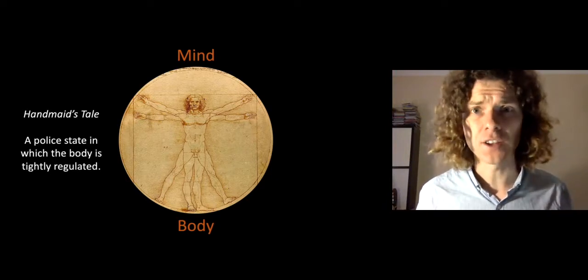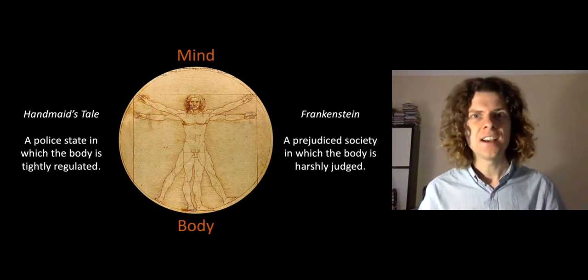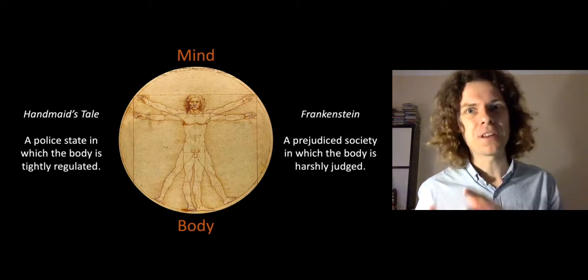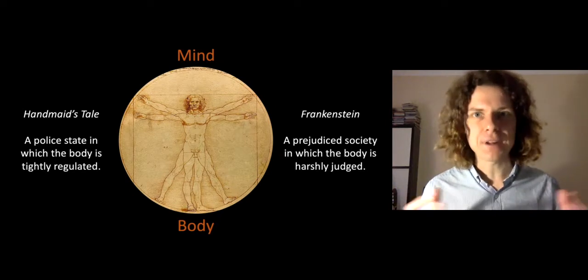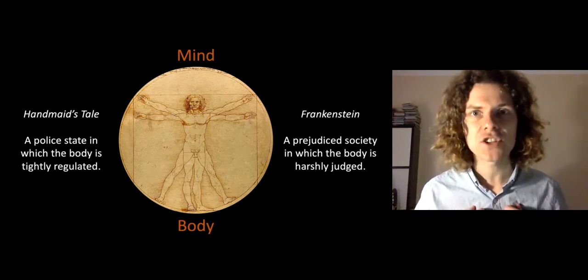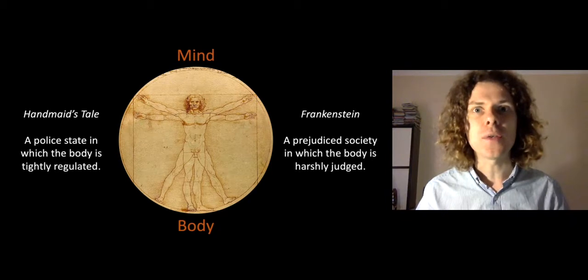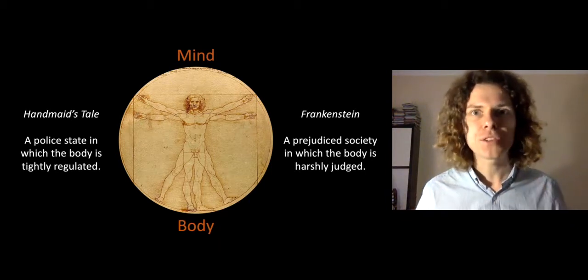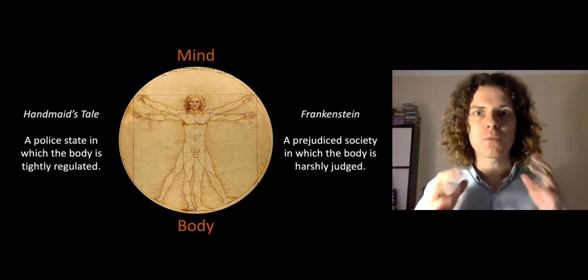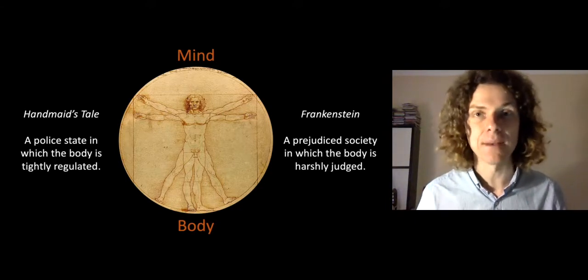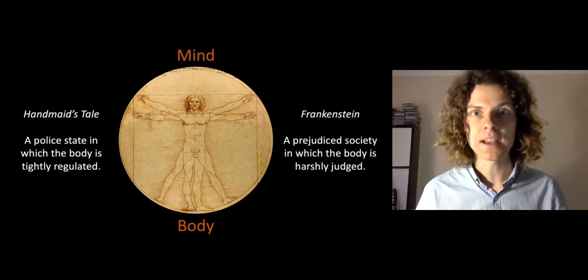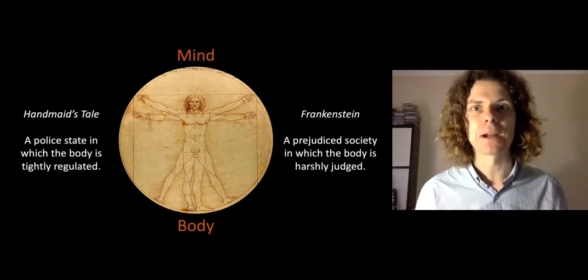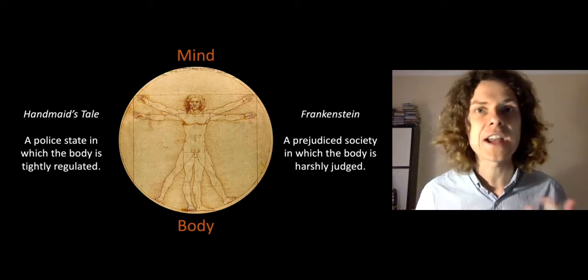The situation in Frankenstein is quite different. In Frankenstein, except for one important subplot involving the character Justine, there isn't really an oppressive state. Instead, what you have is a prejudiced society in which the body is harshly judged. And if you've read the novel, you would know that Frankenstein's creature is repulsively ugly, and everywhere he goes, everyone rejects him or runs away from him or attacks him. And it's due to that prejudice, that cruelty towards him, in that his bodily appearance is harshly judged, it's due to that that he becomes evil and becomes a murderer and is driven into bitterness and hatred.